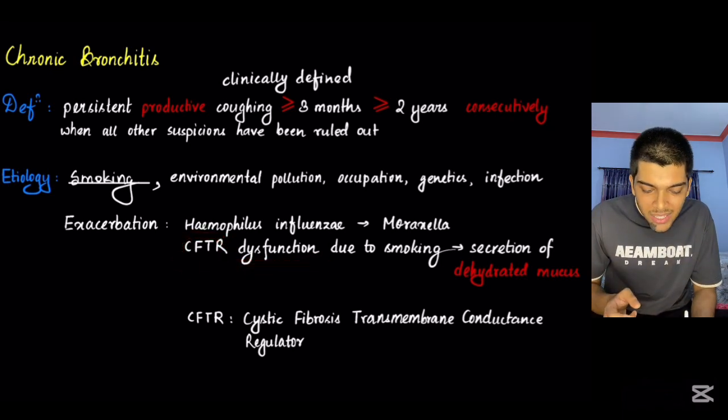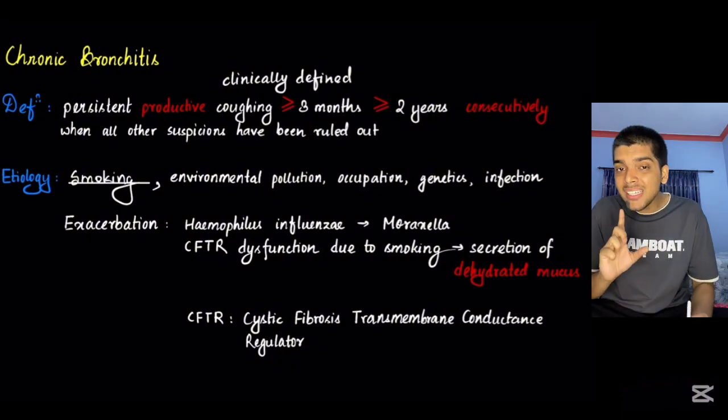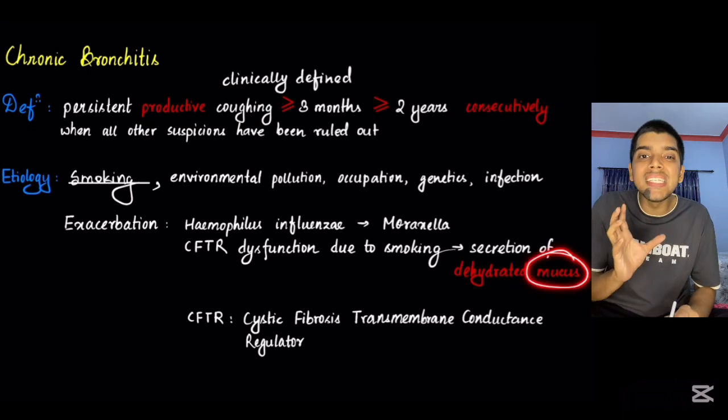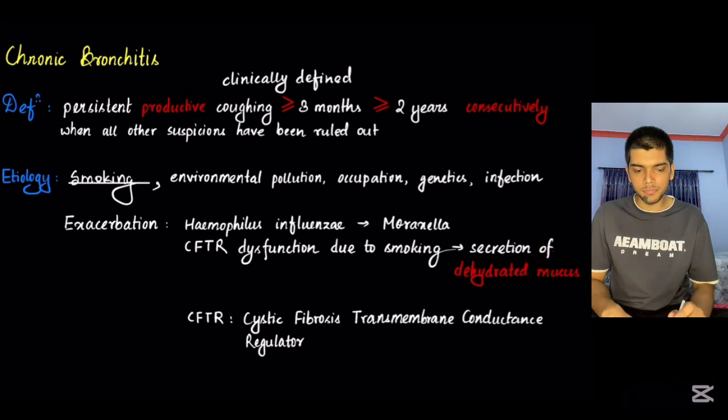When there is dysfunction of CFTR, which is due to smoking, there is mucus production because there is productive coughing, but then the mucus is dehydrated, so the condition worsens even more.